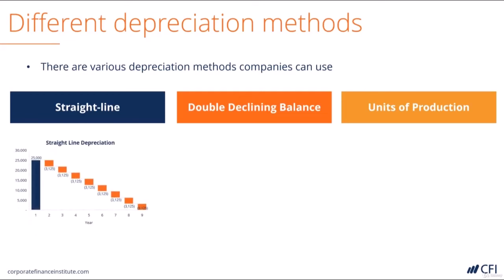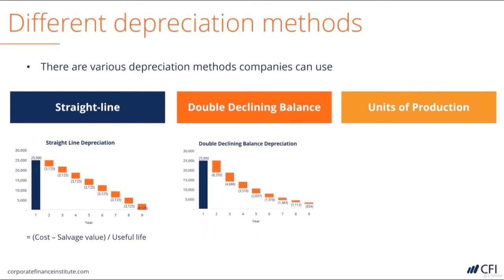In the straight-line approach, an equal amount of depreciation is applied every year for the asset's useful life. The formula is equal to the cost minus the salvage value divided by the useful life in number of years. As you can see in the graph, an equal amount is expensed every year until it reaches the salvage value.